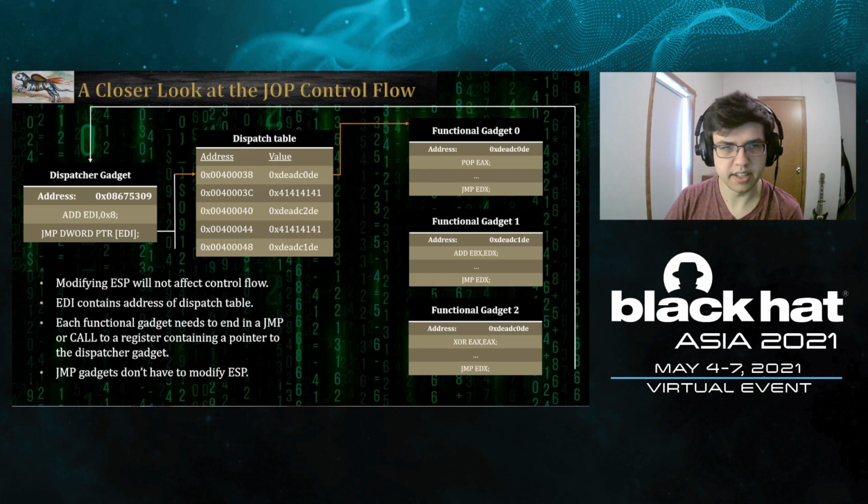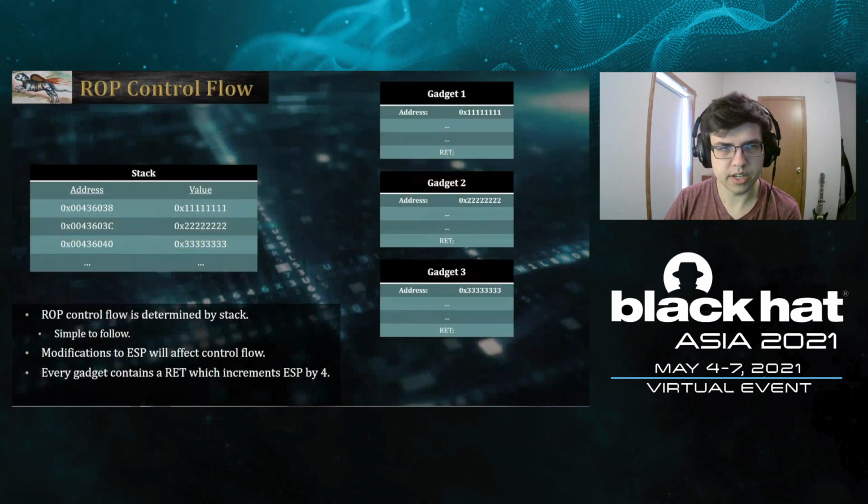Once we return back around to our dispatcher gadget, that will increment our EDI register, our dispatch table's pointer, and bring us to the next functional gadget in the list. So that's how our control flow for JOP works. We keep on going around in this loop, and you might notice that ESP is not a part of this control flow at all. So this is a bit different from ROP, where our entire control flow is based on the stack. So we're supplying all of our pointers in a row on the stack with ROP, and then that return at the end of each gadget is kind of the glue tying them all together.